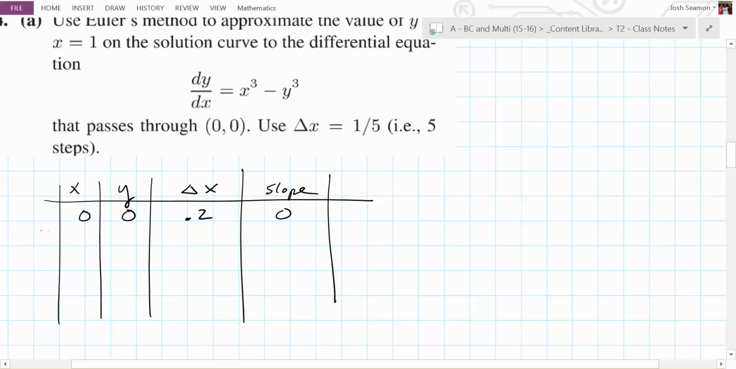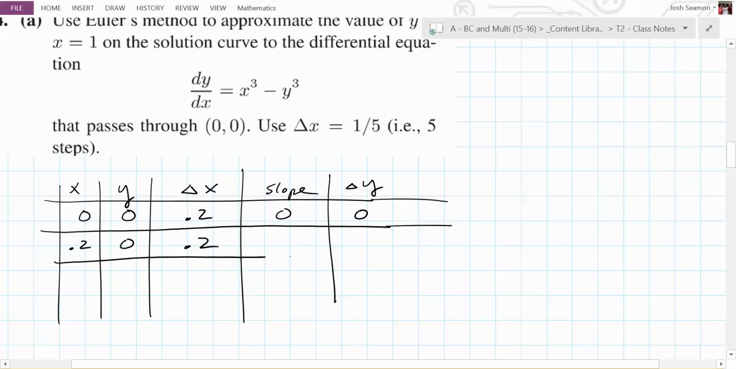Nice. What's our new x value? It's 0.2, right? Did we go up any? Why not? Yeah, so we do this. Our delta y at that point was 0, so it's going to be 0. Our delta x stays at 0.2.